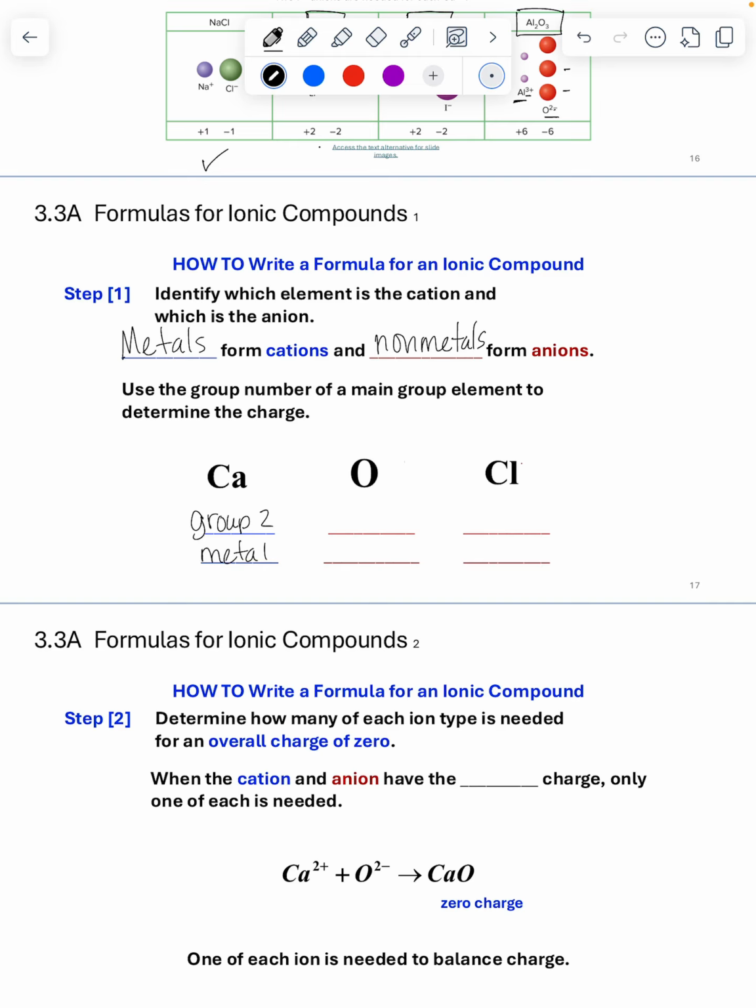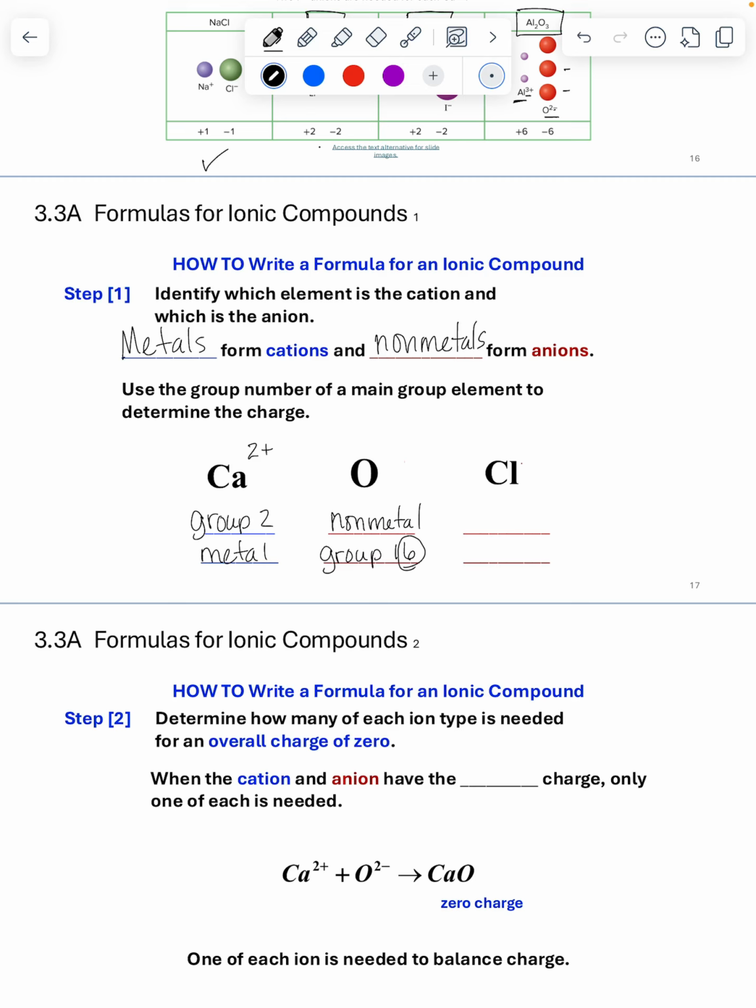Next, we want to look at oxygen. We see that oxygen is a nonmetal, so it's going to be on the right-hand side of your table. Oxygen is in group 16. It has 6 valence electrons. So you have to think, how many electrons am I going to need to gain in order to get to 8? And so for oxygen, it needs to gain 2 more. So it takes on a -2 charge.